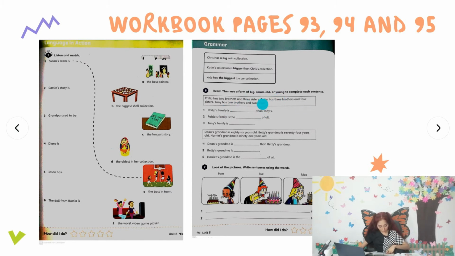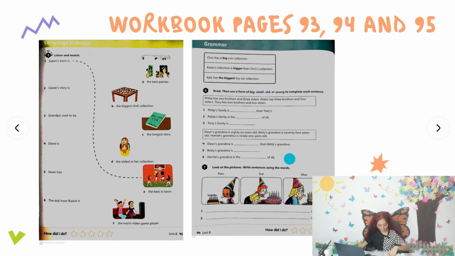Number 2, Pablo's family is blank of all. Because I'm comparing Pablo's family with the rest of the families, vamos a usar un superlativo. Biggest, smallest, oldest, youngest. Number 3, Tony's family is blank. Y ahora, como no estamos comparando con ninguna, solo lo vamos a dejar tal cual. Big, small, old or young, dependiendo de la opción que vayas a escoger.